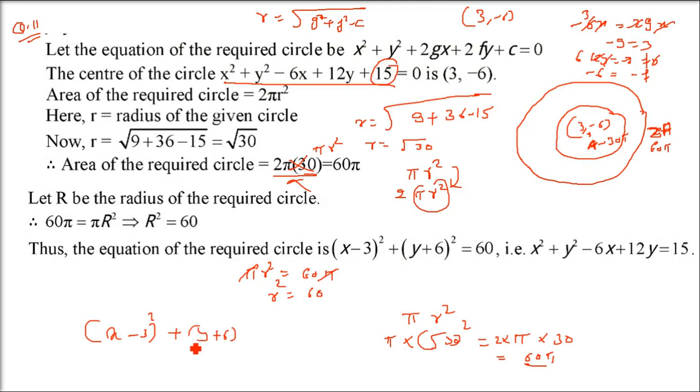So what is the center? X minus 3 whole square, y plus 6 whole square equals 60. Right? Under root, actually say under root 60, so only 60 will come.